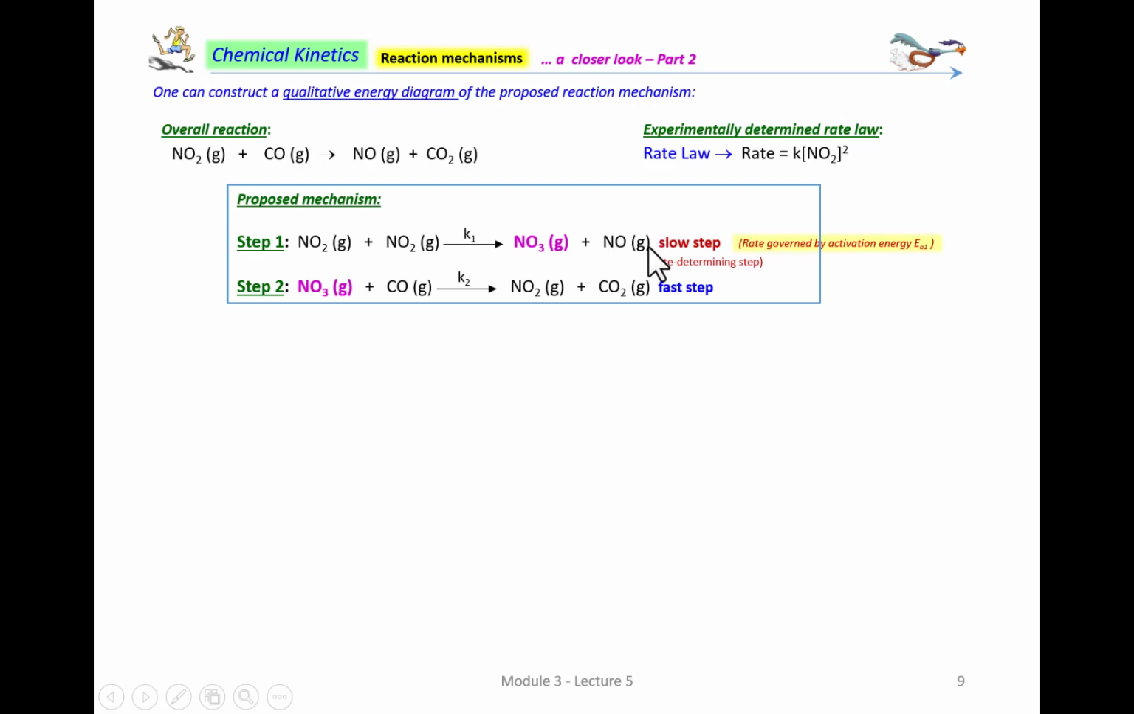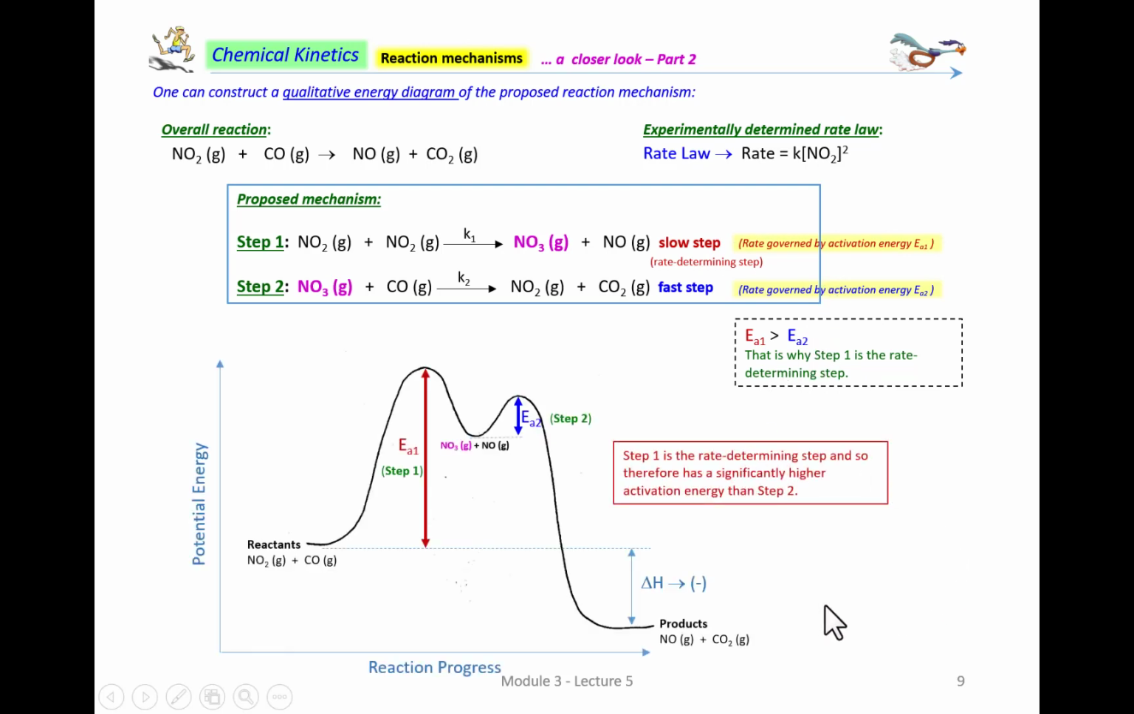So what we're going to remind you here is that this first step has a rate that's governed by an activation energy, and we're going to call it EA1 because it's from step 1. And step 2, the rate would be governed by a different activation energy, which we're going to call EA2. And in this case, the activation energy for step 1 must be larger than the activation energy for step 2 because step 1 is the slow or rate determining step. Now we can map this out with an energy diagram. So let's look at this in pieces.